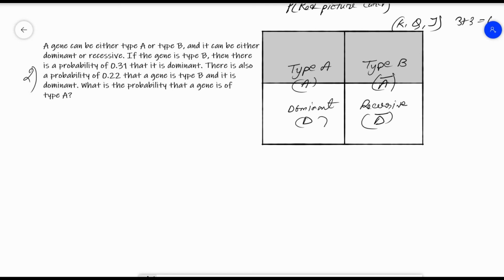Now we are also given some values as you see here, so you'll also note that down. It is said that if the gene is type B, then there is a probability of 0.31 that it is dominant. So we can write it as probability of dominant given not A, because it is B, is equal to 0.31, and it is also given that probability of gene is of type B, that is not A, and it is dominant, so the value is 0.22.